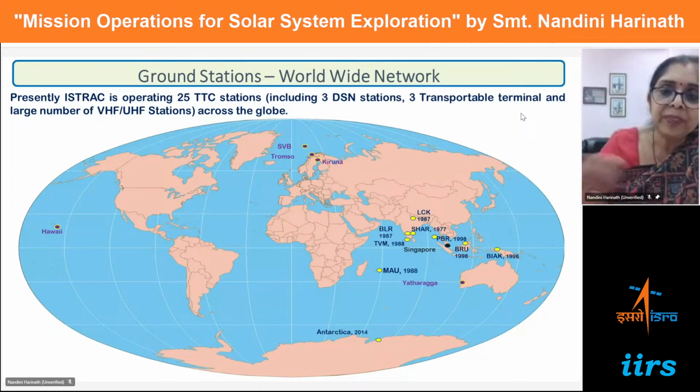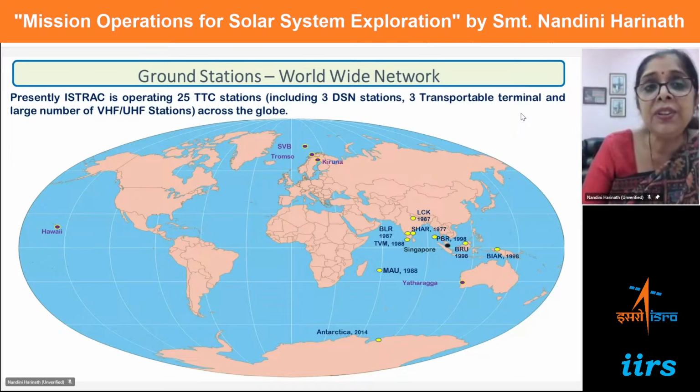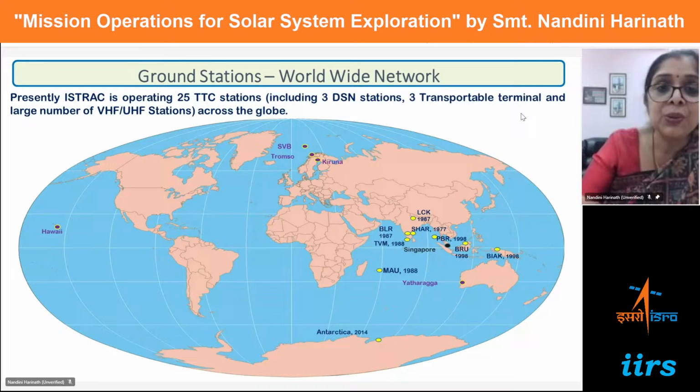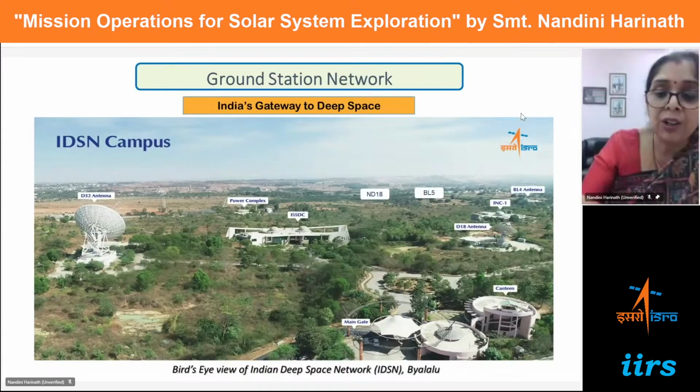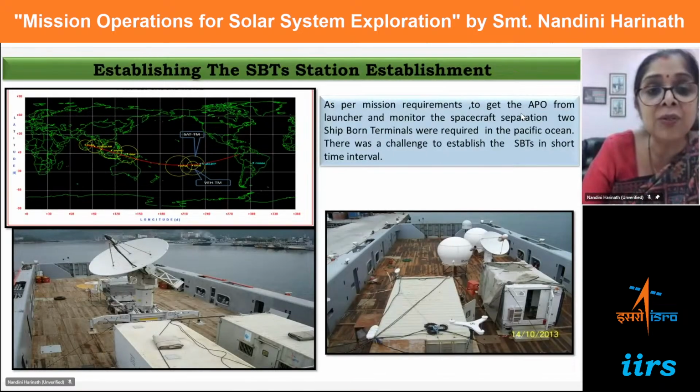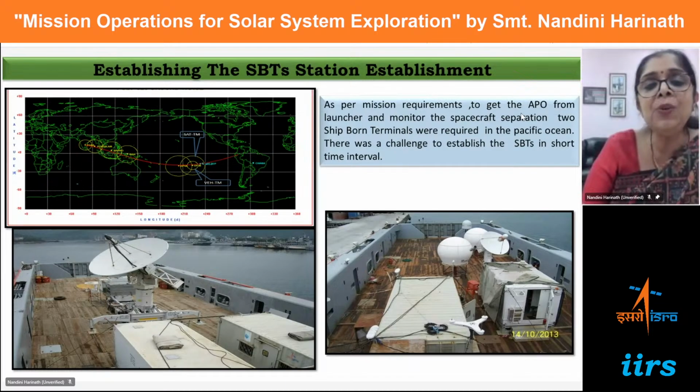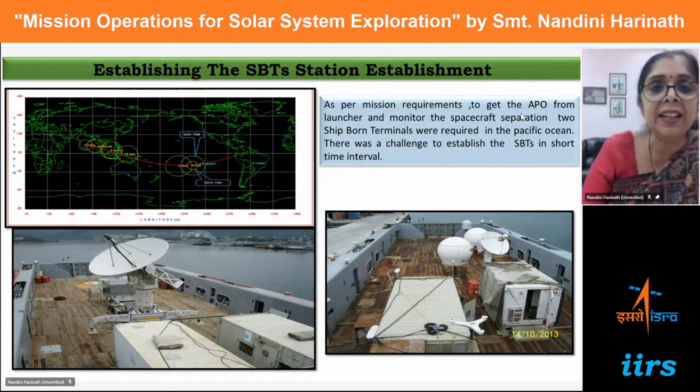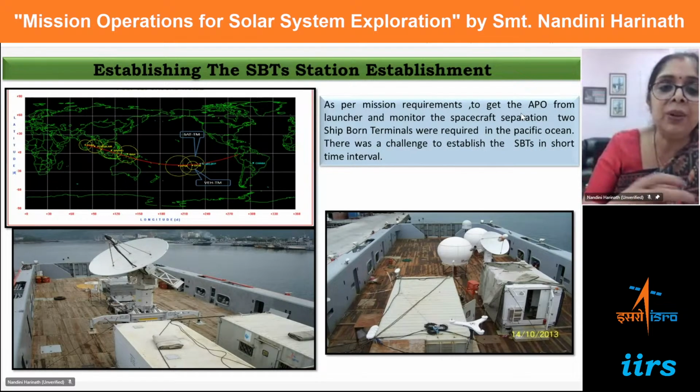So we also have transportable terminals. It's not always possible to have a ground station wherever you have a landmass. So many times you would need to have a ground station, let's say, in the middle of nowhere, the middle of the sea. And then you have a requirement. You can even place these huge antennas on ships so that they can sail to a point in the ocean from where they can track your satellites.